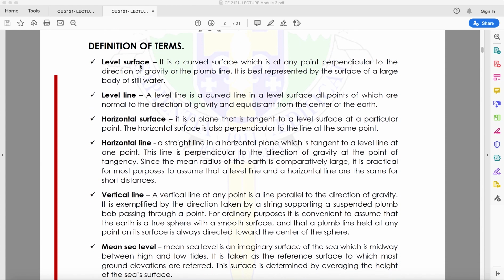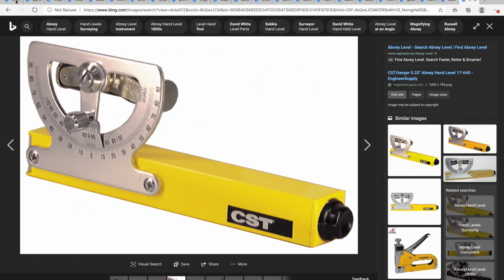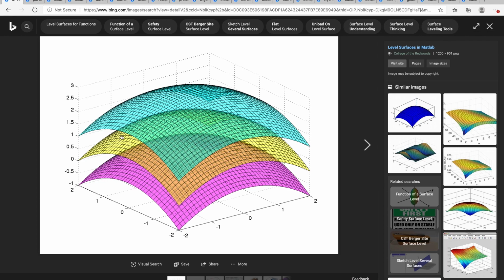First, we have the level surface. It is a curved surface which is at any point perpendicular to the direction of gravity or the plumb line. It is best represented by the surface of a large body of still water. To show you, because we all know that the Earth is not a flat one, if we imagine it, the Earth's surface may look like this.